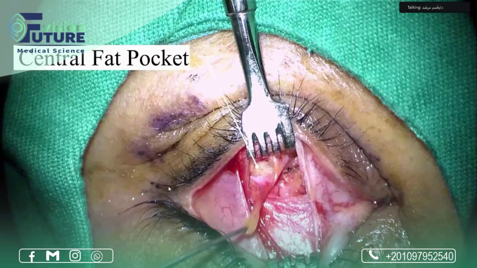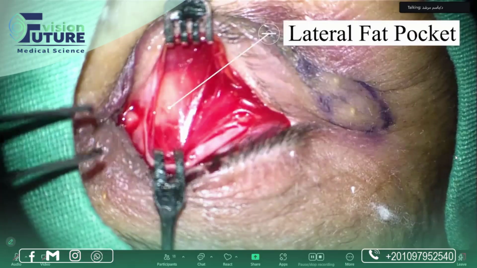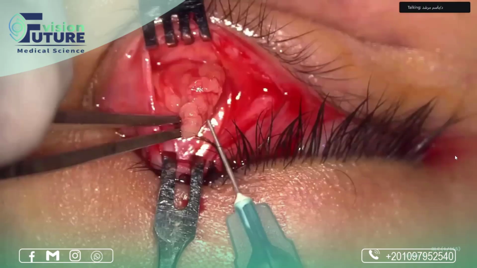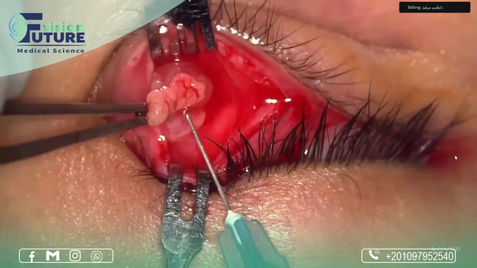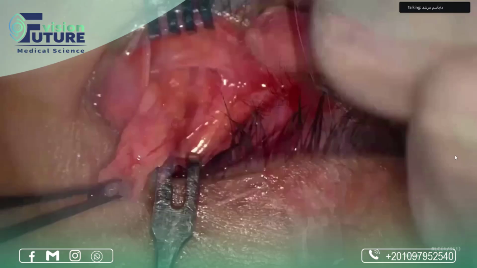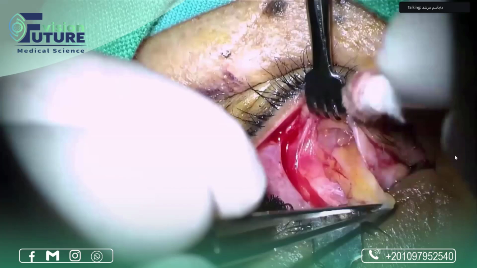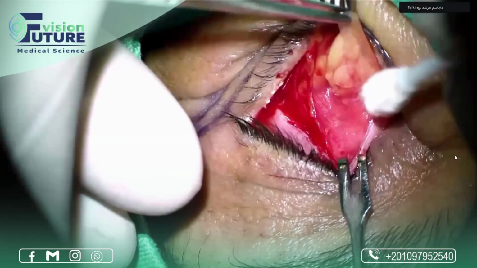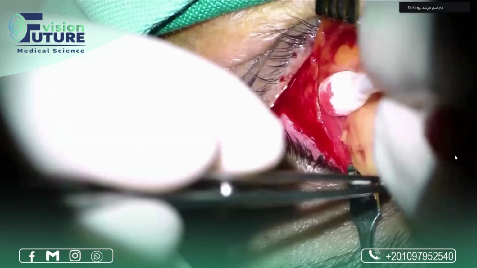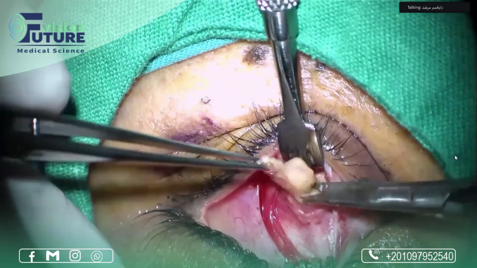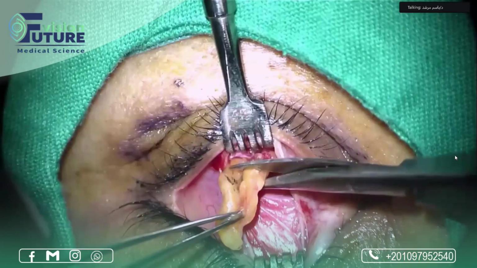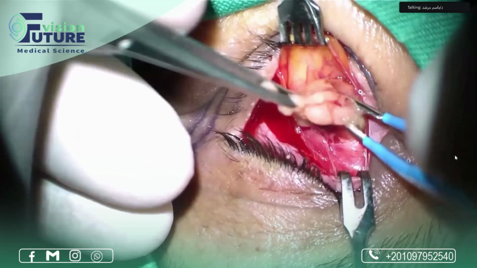We start gently expressing the fat pads. I do not make big openings in the septum. This also helps in maintaining the proper position and the proper function of the eyelid. And I also avoid too many manipulations disrupting the normal balance between the tissues. We express the enough amount of fat that we feel is needed to be removed. What I always do is preserve some fats, and this is very important in maintaining a natural volume and a proper aesthetic outcome.